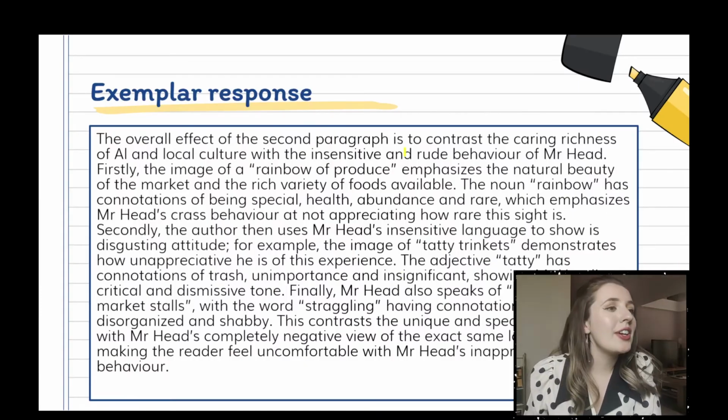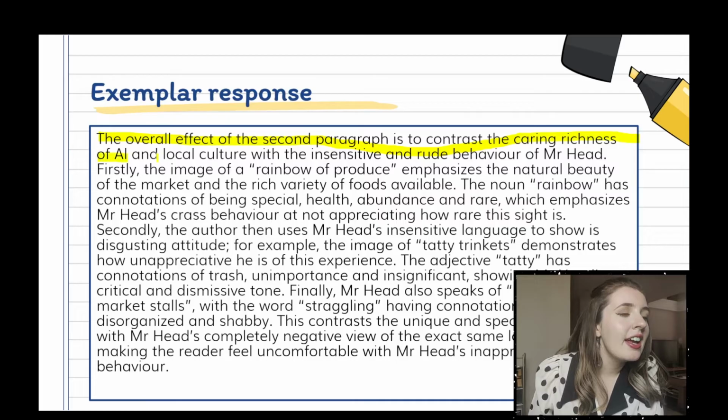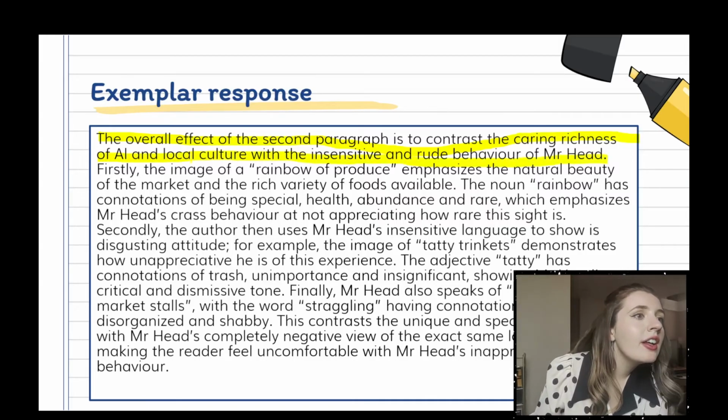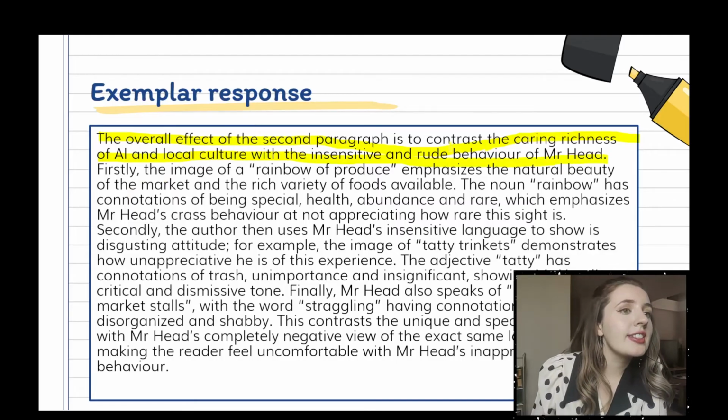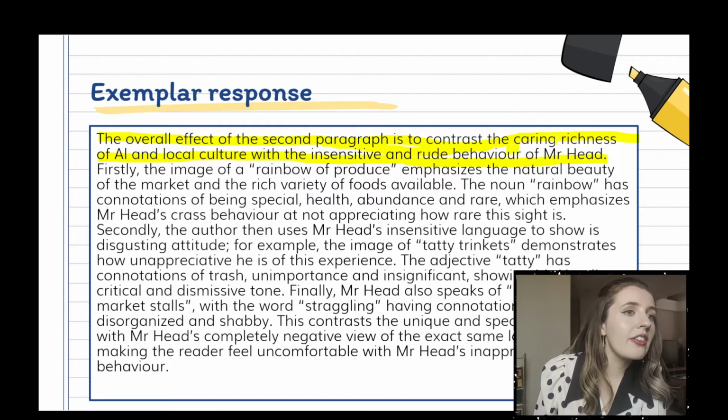Okay, so beginning with the overall effect sentence, I kind of gave that away earlier, but basically it is this first sentence here. The overall effect of the second paragraph is to contrast the caring richness of Al and local culture with the insensitive and rude behaviour of Mr. Head. So you do always need to begin with this overall effect sentence.